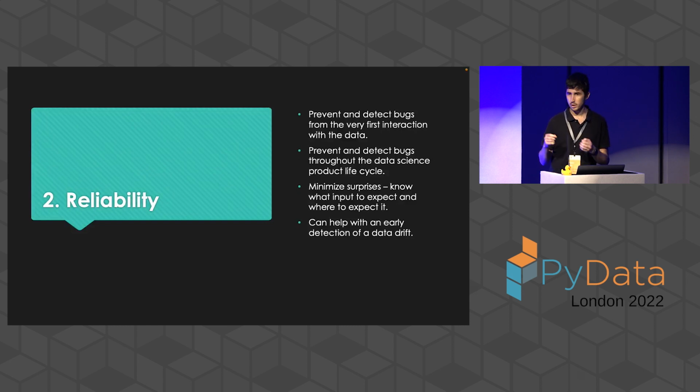We want to know what input we are expecting, when we are expecting it, and it can also help us with an early detection of data drift. Data drift in data science projects is the concept that your data set for training pipelines is much different than the data you are actually doing the prediction or classification from. I gave an example earlier. For example, if your house prices data set is outdated or expired, and you are trying to do a prediction based on those outdated data points, that might be a problem.